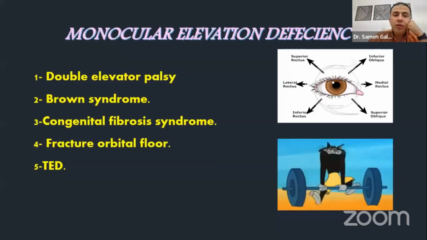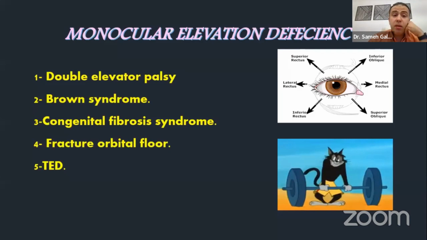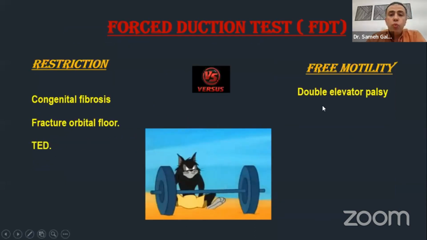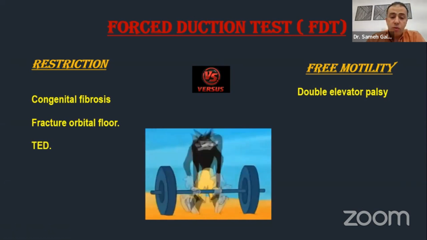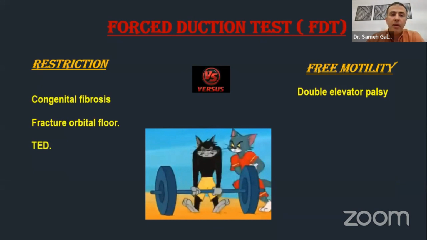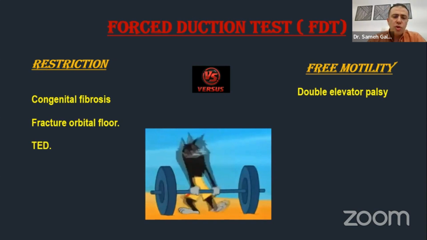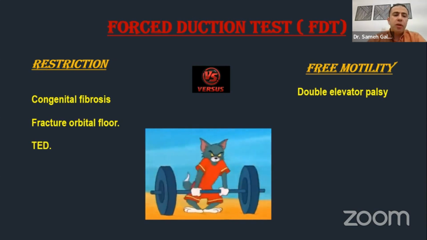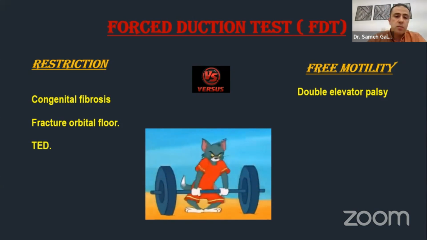So it's very important to differentiate between restrictive and paralytic causes of monocular elevation deficiency, because it may be straight paralytic double elevator palsy, Brown syndrome, congenital fibrosis syndrome, fracture of the floor, or thyroid eye disease. We can sort out the cause starting first with the force duction test, or if we have Bell's phenomenon, it's clearly double elevator palsy. If it's a limitation on the force duction test, or we don't have Bell's phenomenon, we can think about other cases due to restriction, not due to paralysis.